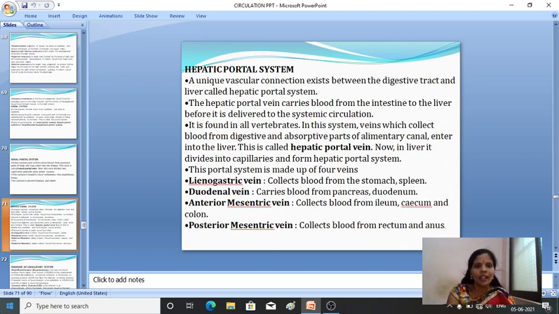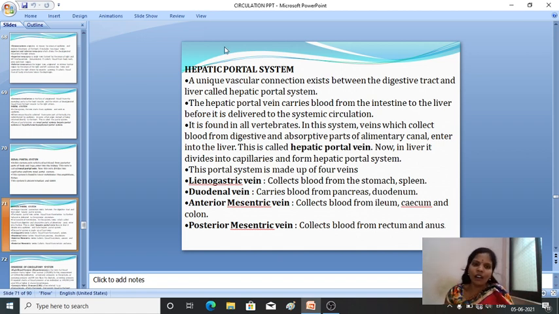Next comes the hepatic portal system. Here, a unique vascular connection exists between the digestive tract and the liver, which is called the hepatic portal system. If it is associated with the kidney, it is known as the renal portal system. When it is associated with the digestive tract and the liver, it is known as the hepatic portal system.